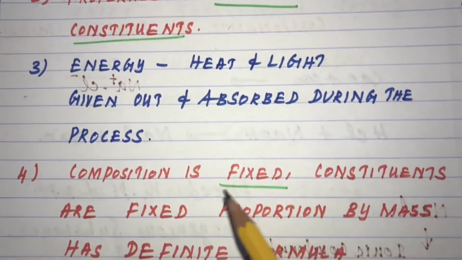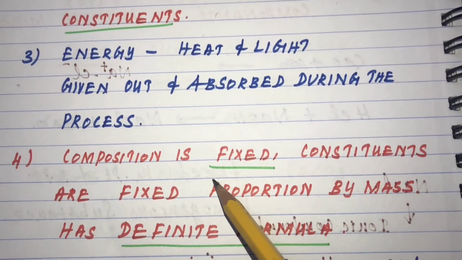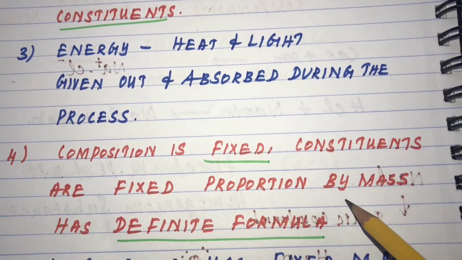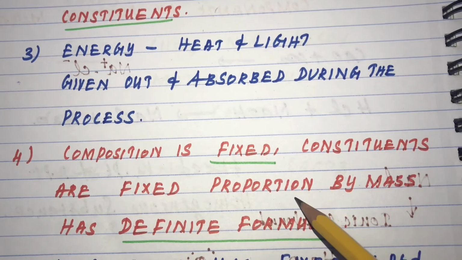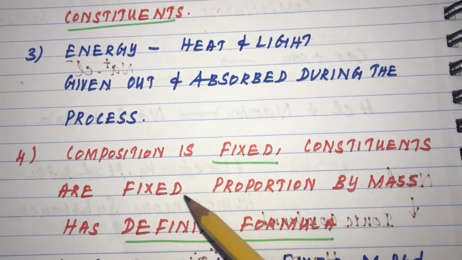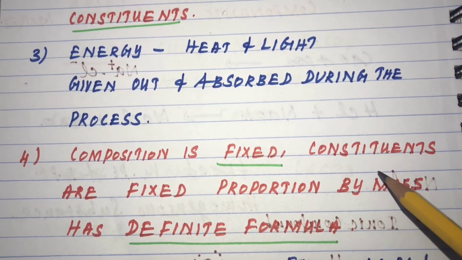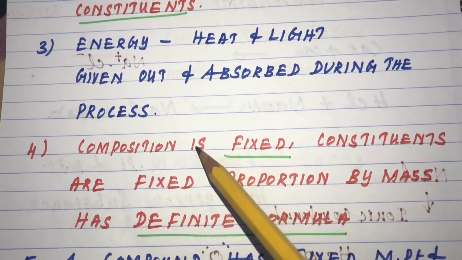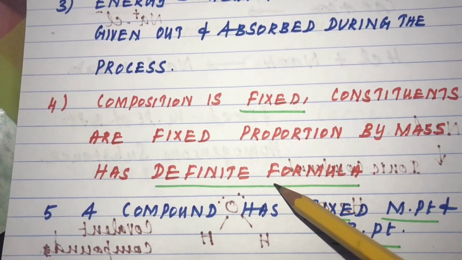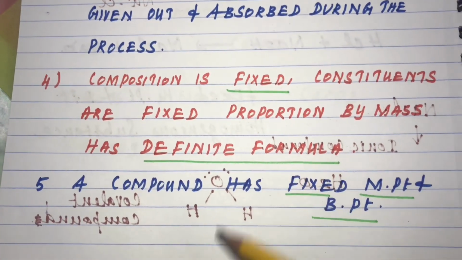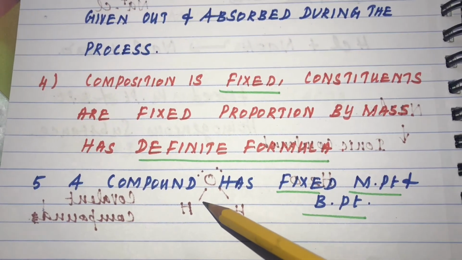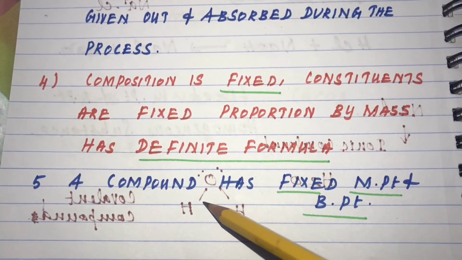When a compound is formed, it is formed in a fixed proportion by mass. When the compounds are formed, the constituents from which it is formed are in a fixed proportion by mass. That is, the composition is a fixed one. A compound has a definite formula. And the last one is, a compound has a fixed melting and boiling point.